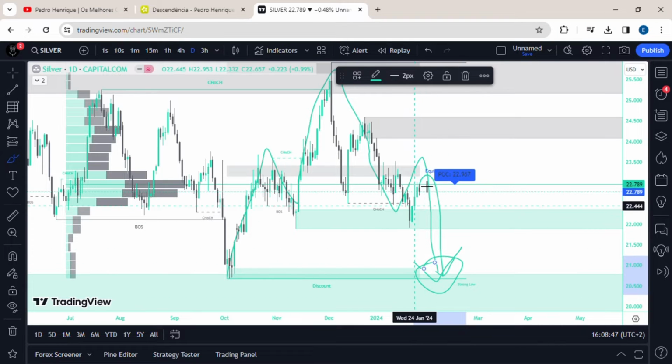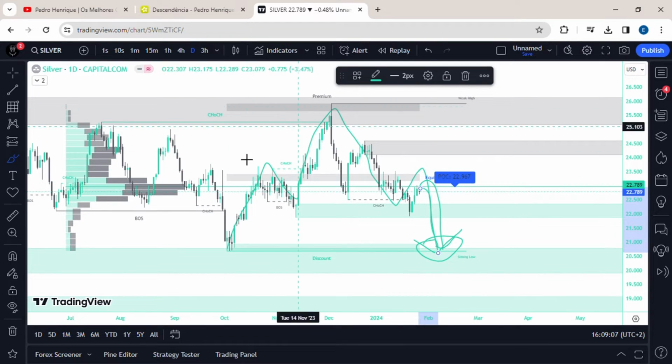Now remember that these moves can take weeks, if not months, to complete. So just look to place your trades with the smallest lot size or risk accordingly and hold your positions. This is going to be a very good move. So this was for silver. It's pretty simple because it's pretty straightforward. Remember that I will leave the links to the indicators I'm using to simplify my technical analysis down below.